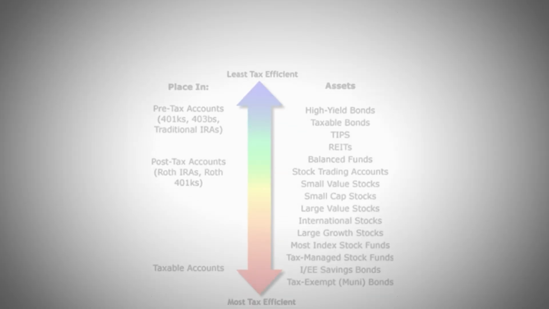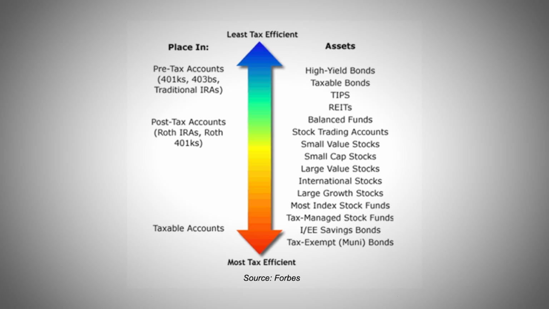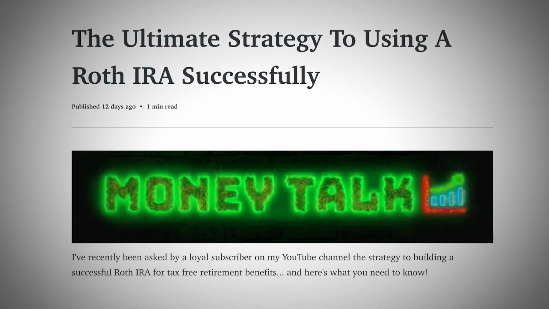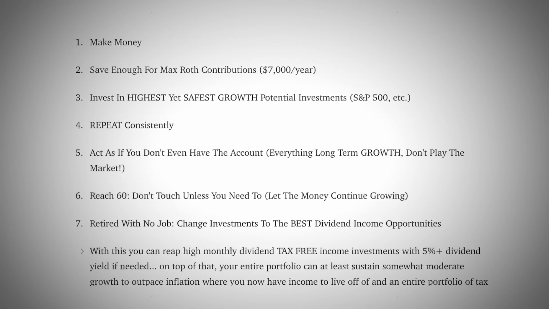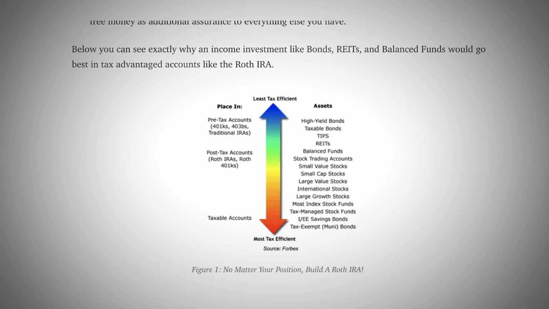Before I explain exactly how you could do this in a real world example, another thing to mention is that you can see right here that investments like REITs and balanced funds are the best place to take advantage of in a tax advantaged account like a Roth IRA. So as you can see, a recent post on my newsletter, which if you want to check out, I'll have a link in the description below for you.